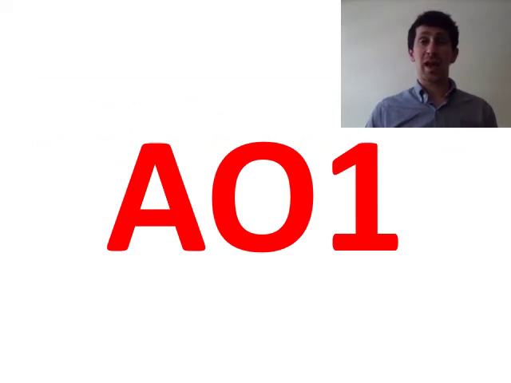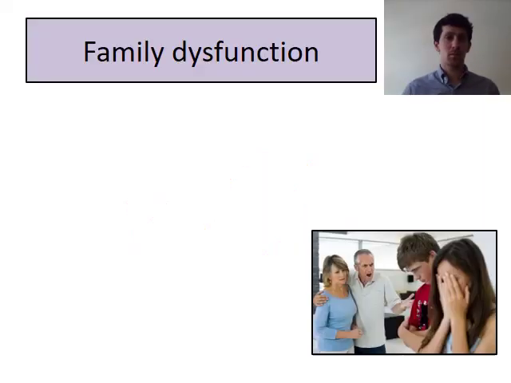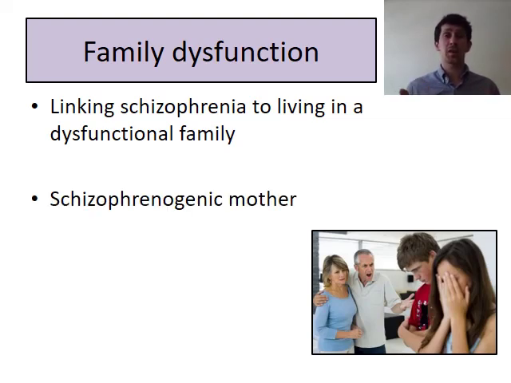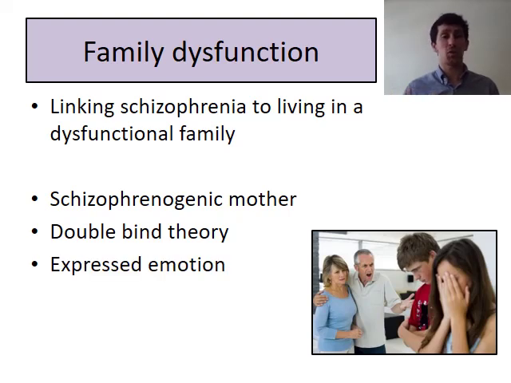So it's really important you know these inside out. So firstly, we're going to look at the AO1 for family dysfunction. In family dysfunction, we're going to look at three different areas, but all of them link schizophrenia to living in a dysfunctional family. So we're going to look at the schizophrenogenic mother, the double-bind theory, and expressed emotion.